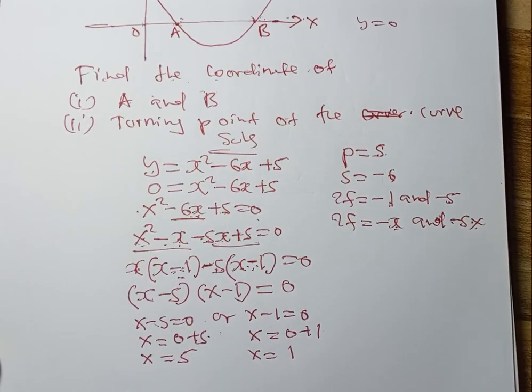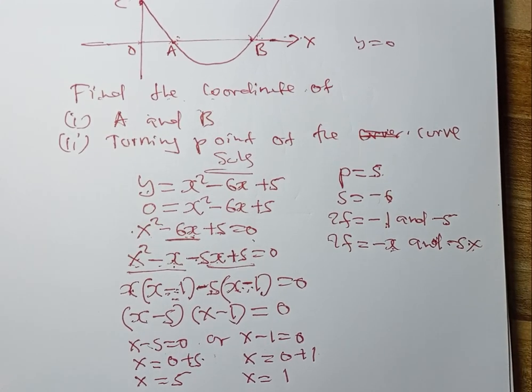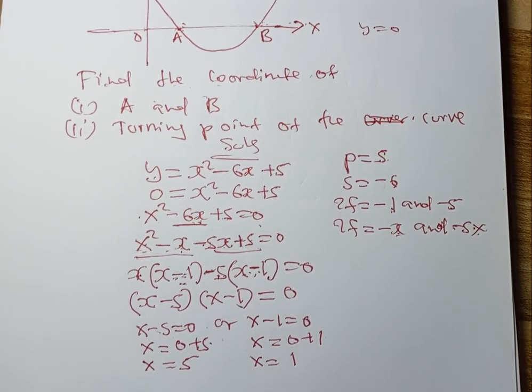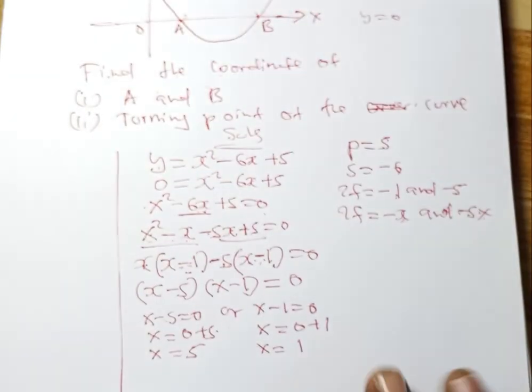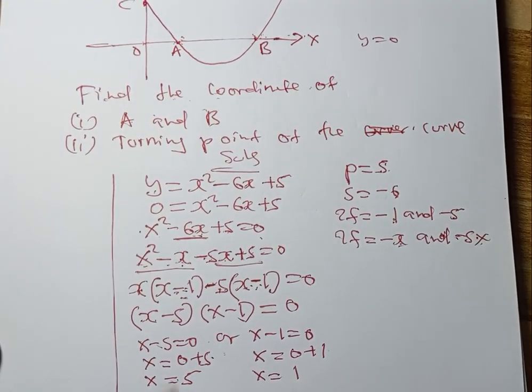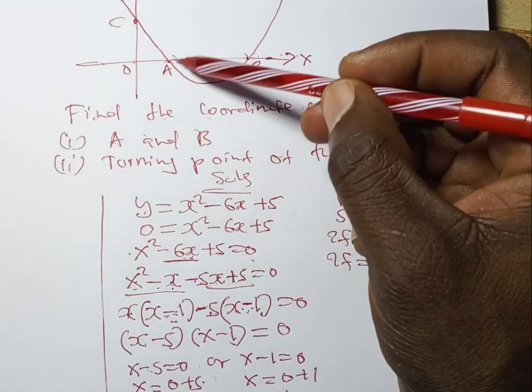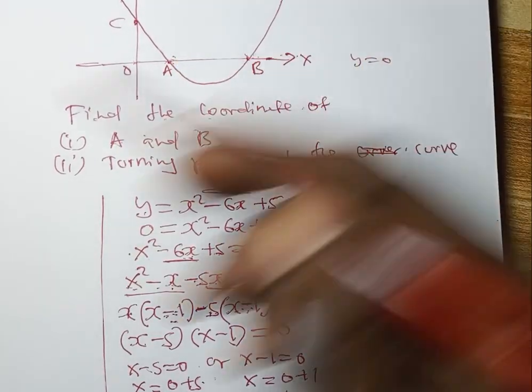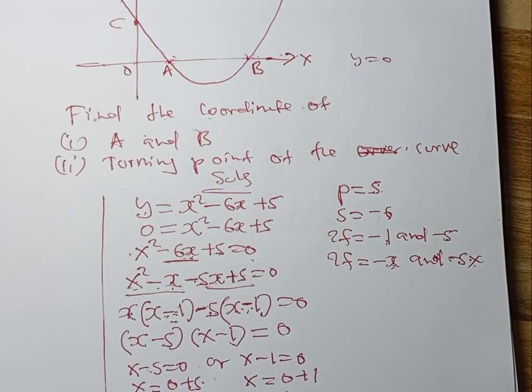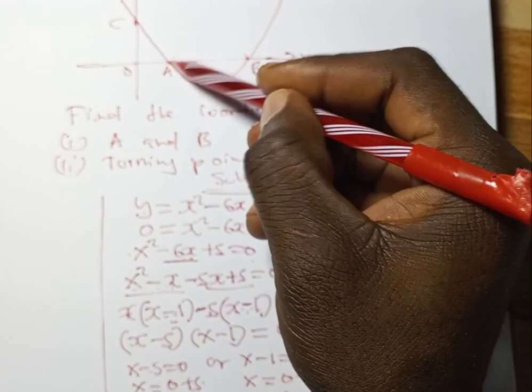So you have two values of x. Two values of what? x. So at this particular moment, we have a 1 and a 5. Looking at the coordinate of A and B, there's A here and B here. Which one qualifies to have a 1 between A and B?